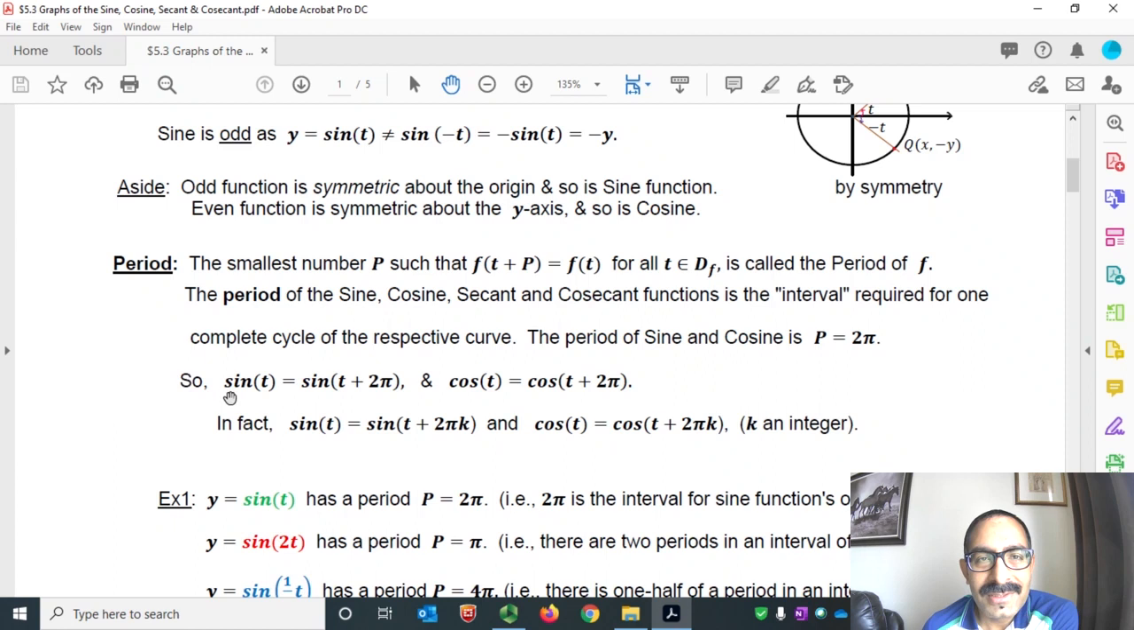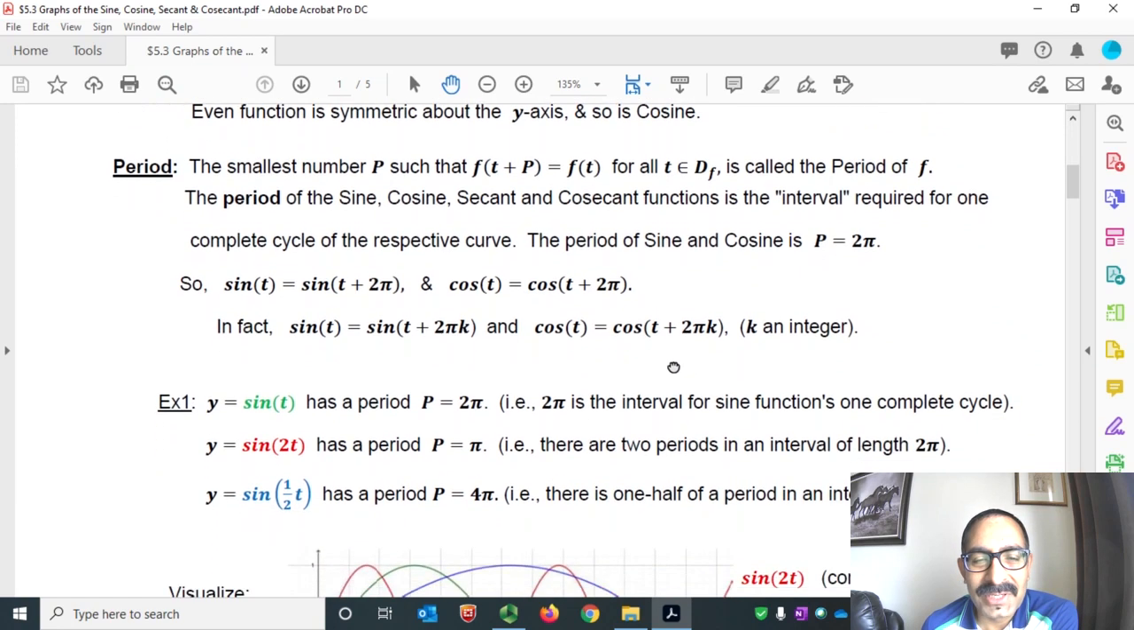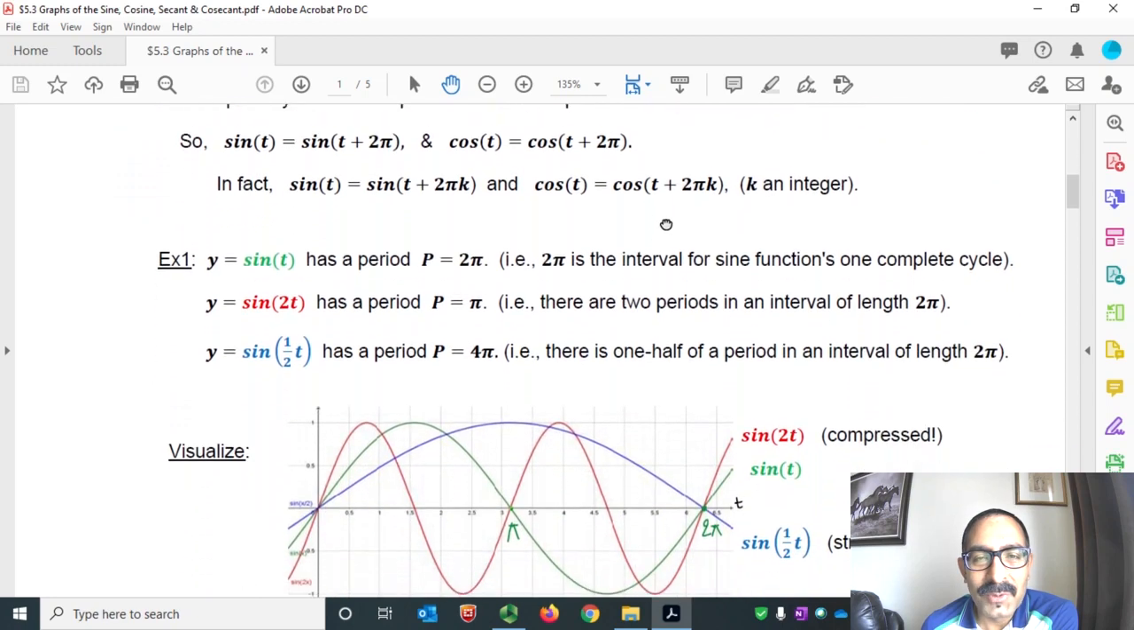So sine t equals sine of t plus 2 pi and cosine t equals cosine of t plus 2 pi. In fact, sine t equals sine of t plus 2 pi times the integer k, and cosine t equals cosine of t plus 2 pi times the integer k. Awesome. Now let's do some quick examples. Example 1.